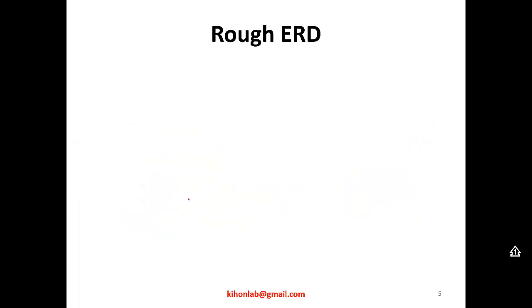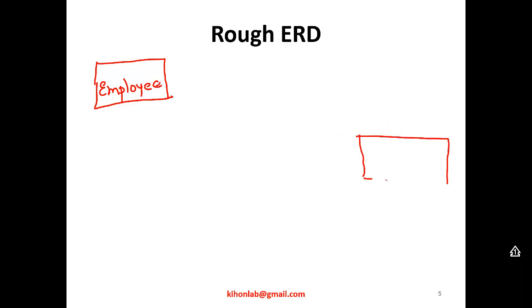Now next is the rough ERD. How do I draw this rough ERD? Here I have three entities. The first entity, employee. I will draw all the entities: employee, department, and child. Three entities.